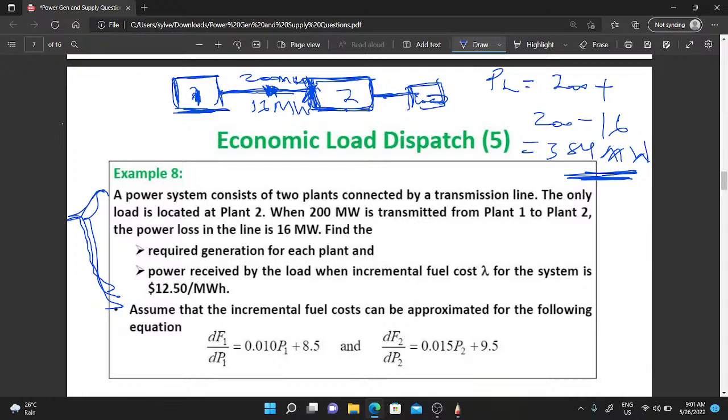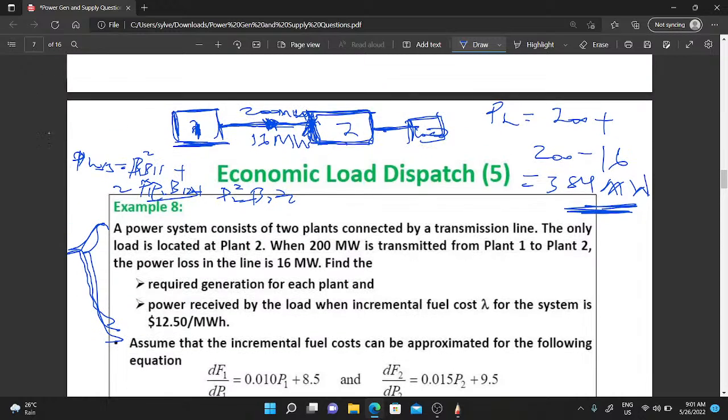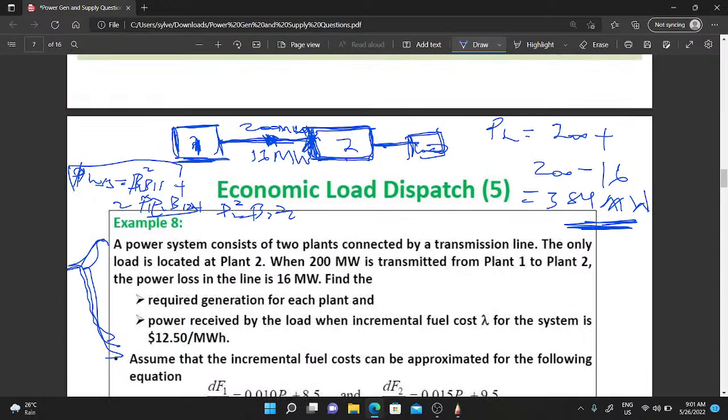So what do we have to know? We have to know that our P loss is given, for any two power system, by P1 squared B11 plus 2 P1 P2 B12 plus P2 squared B22. Then we said that because there's no transmission from 2, any component with 2 goes away. So my P loss becomes just this.